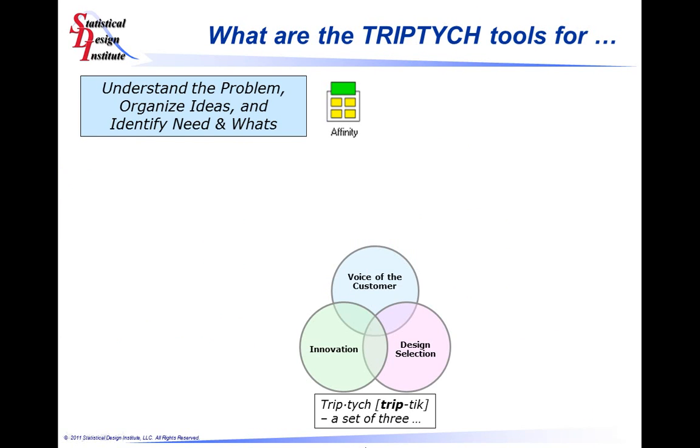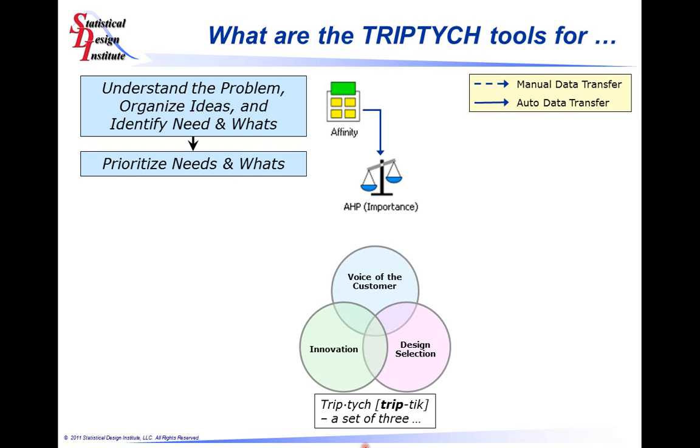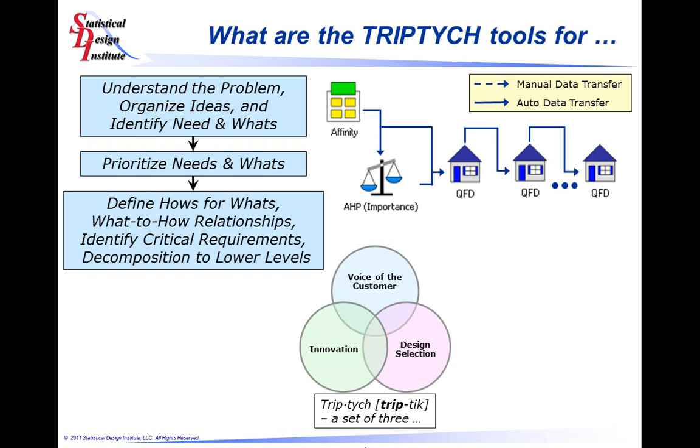In our discussions of the Triptych tools, we focused on collecting information to understand the problem, organizing this information, and identifying key needs and wants using affinity diagram techniques. Taking information from the affinity diagram and prioritizing this information using analytical hierarchy process, and then decomposing these needs and wants into general hows or other derived requirements or critical requirements that will be important for developing or designing the final solution. And we've applied quality function deployment techniques for this application.